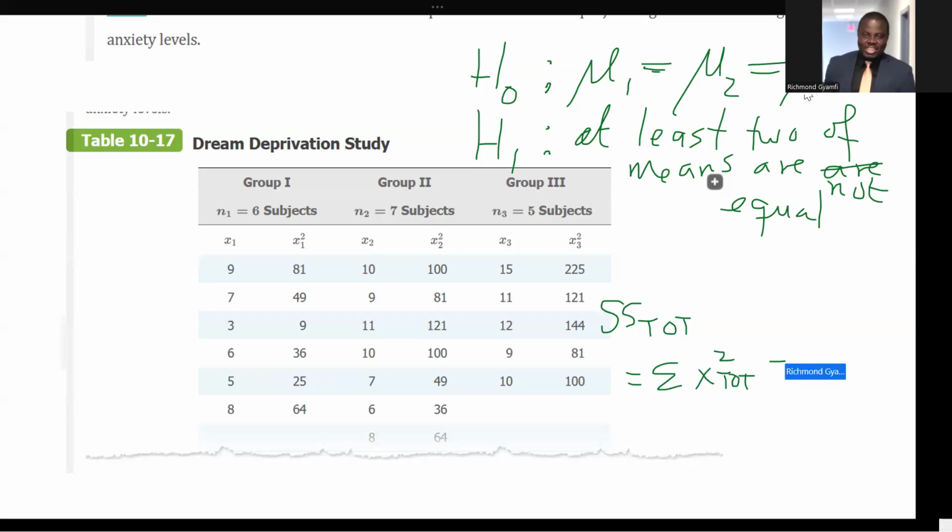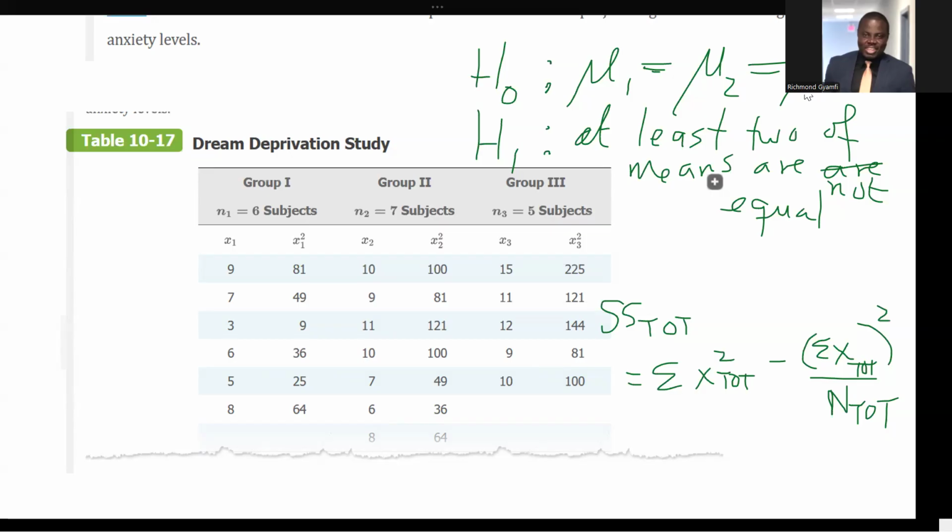minus summation of X total squared over N. And the N here, you could also say a total N. So we're dealing with a total N and not a small group N.